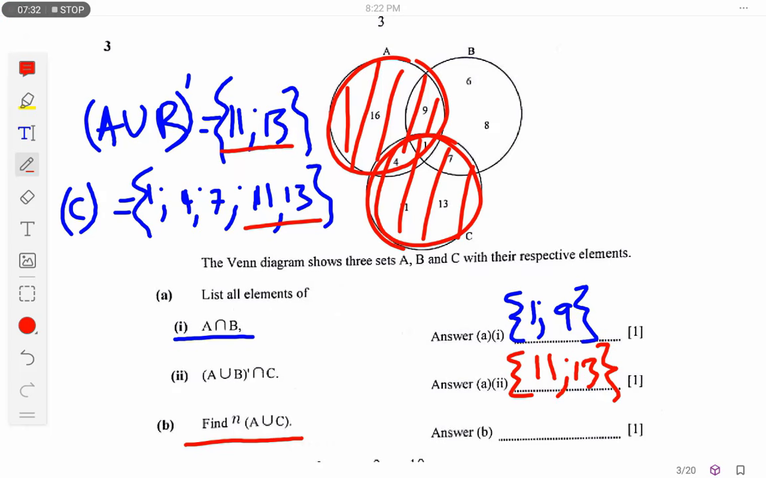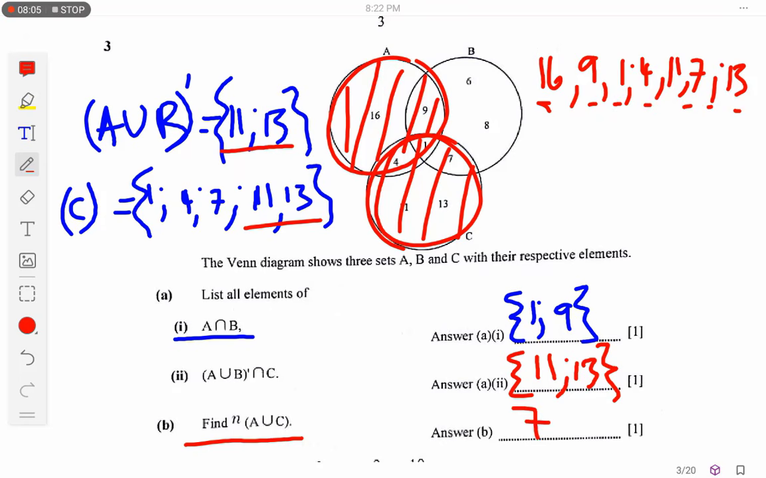You find out we get the values are going to be the numbers. Let me write the numbers first. We have got 16, 9, 1, 4, 11, and 13, and 7 there. So this is 16, 9, 1. I'm not writing in order. 4, 11, 7, and 13. So if you count this, we've got 1, 2, 3, 4, 5, 6, 7. So basically our answer is 7. The end there wants the numbers there.